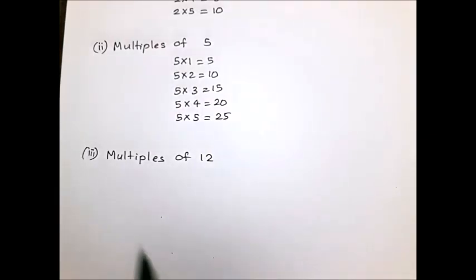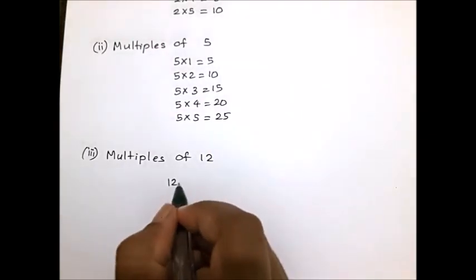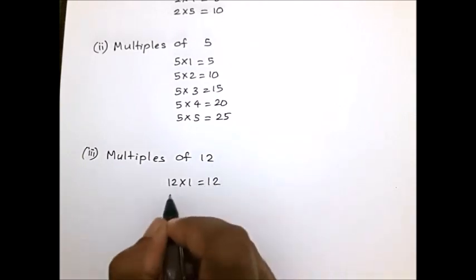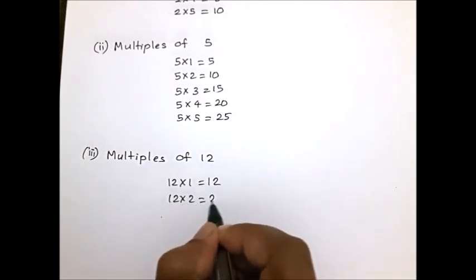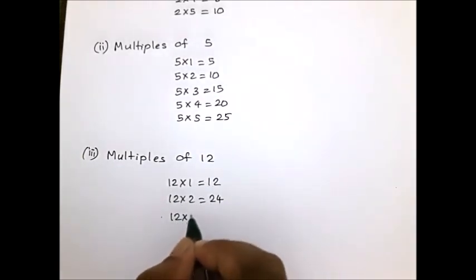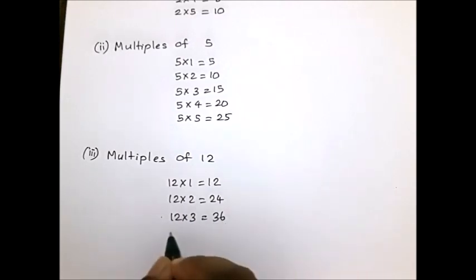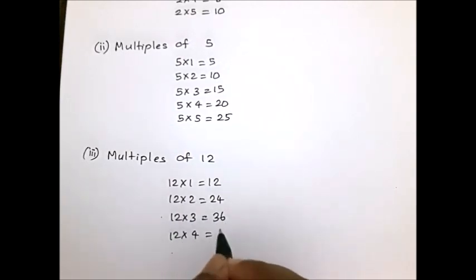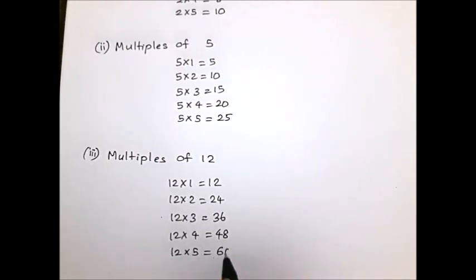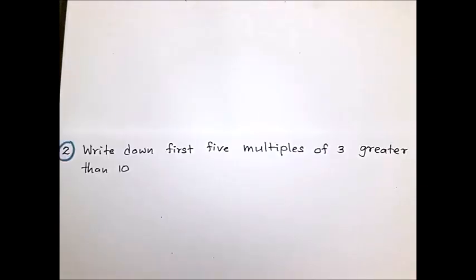Next question. Write the multiples of 12. 12 times 1, 12. 12 times 2, 24. 12 times 3, 36. 12 times 4, 48. 12 times 5, 60. These are the first 5 multiples of 12.